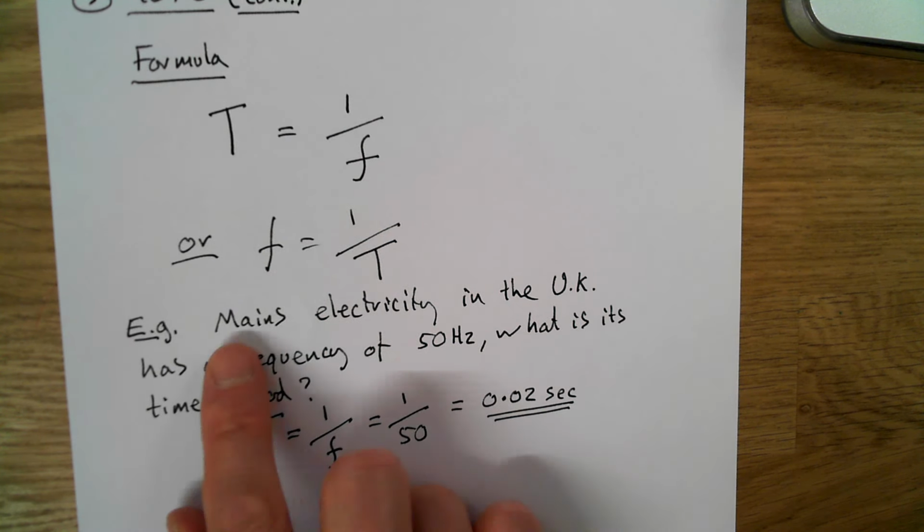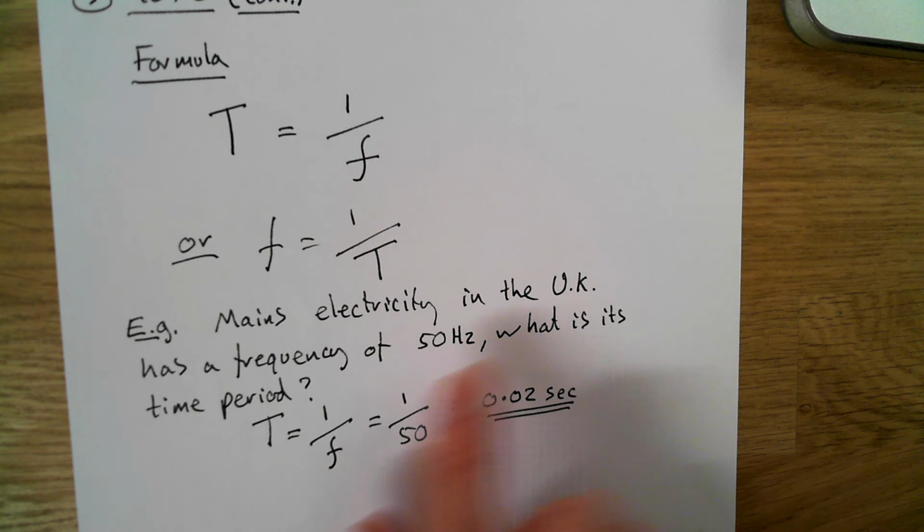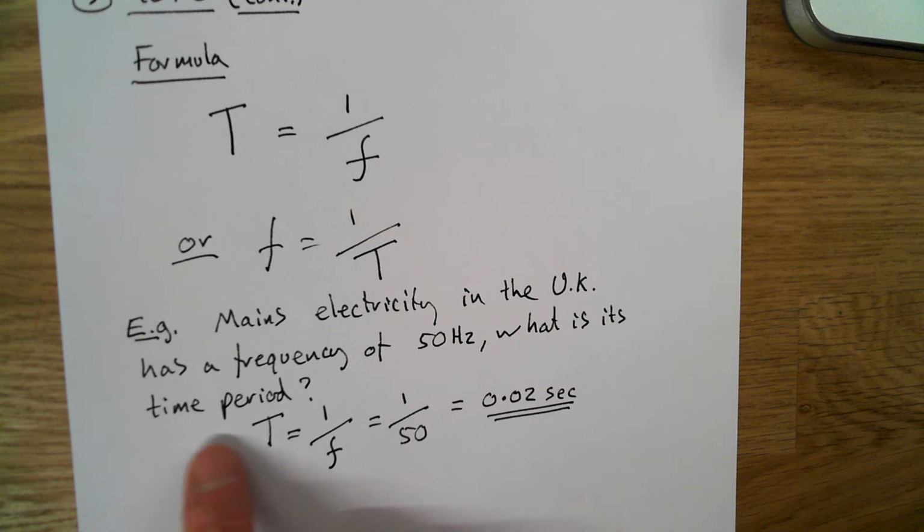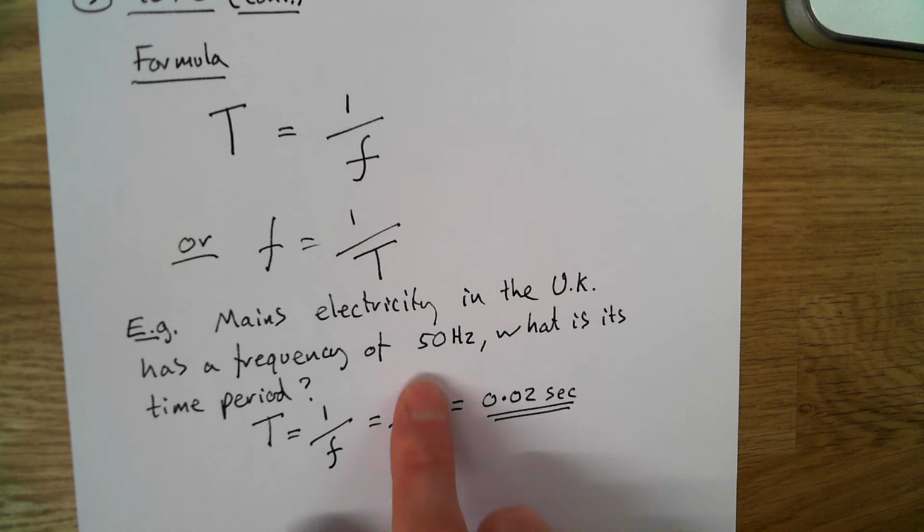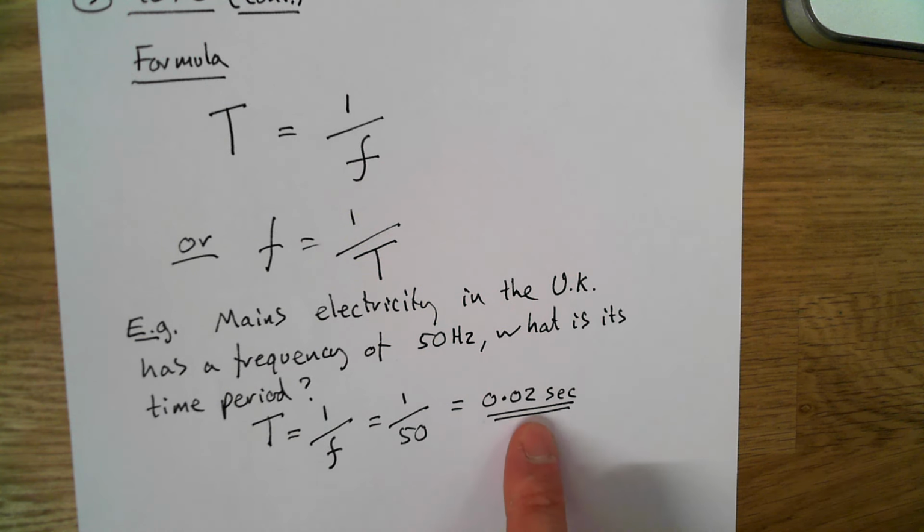So here's an example. Mains electricity in the United Kingdom has a frequency of 50 hertz. What is the time period? Time period equals 1 over frequency, equals 1 over 50, equals 0.02 seconds. And hopefully I'll be showing you a demonstration where we'll be looking to test this idea about the UK mains frequency in a coming video.